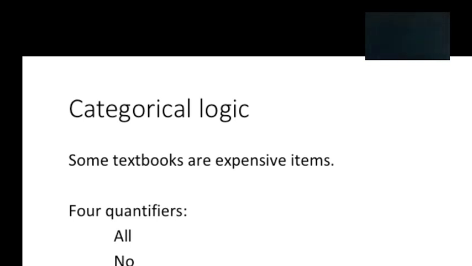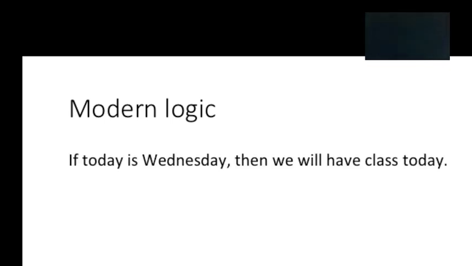And every different categorical proposition was phrased in terms of one of these 4 quantifiers and then these 2 different categories. Now, modern symbolic logic works on a very different basis, but it's got sort of the same kind of pattern to it. So with modern logic, we base it not around quantifiers, but around logical connectors or connectives or logical operators. So first of all, here's a sample sentence in modern logic. If today is Wednesday, then we will have class today.